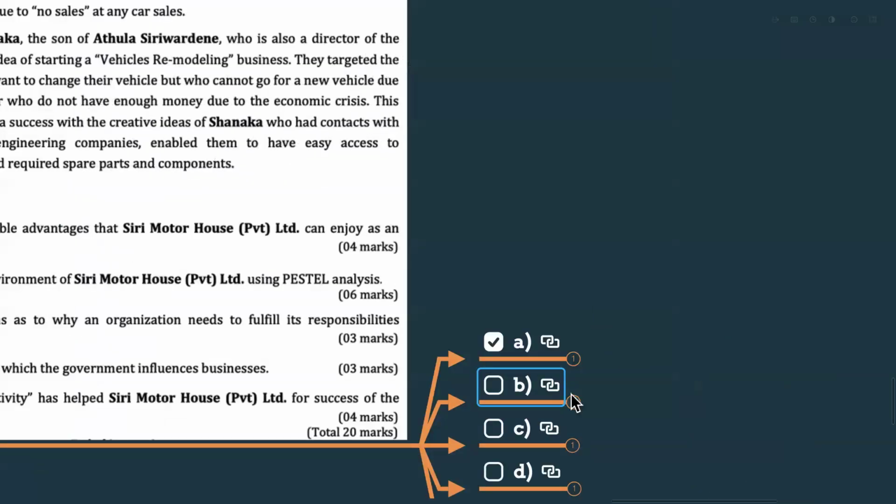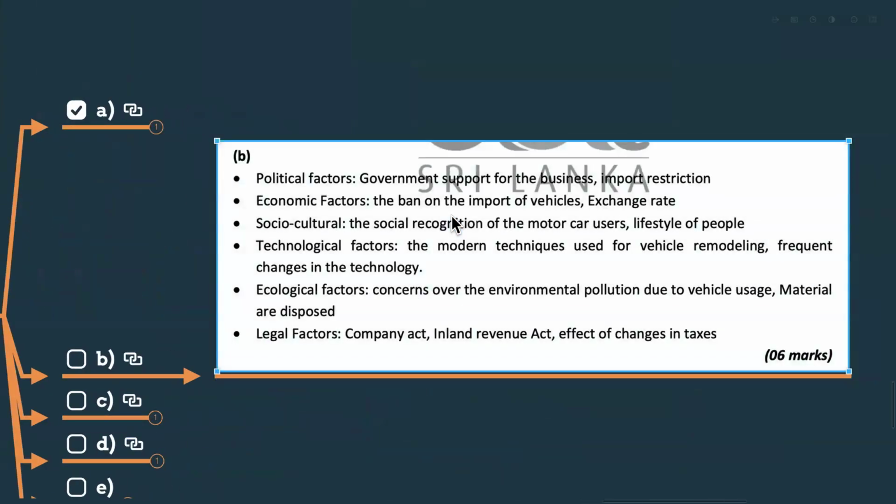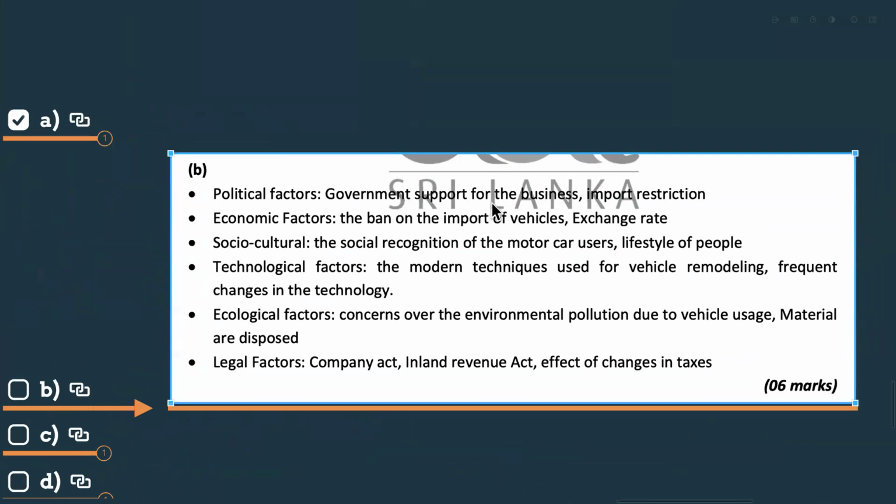legal factor. Let's see how it was answered. Here, see the political factors: government support for the business. If there is government support, it's a political factor. There is an import restriction, so that is a political factor because import is banned. Economic factors: the ban on the import of vehicles, exchange rate problems. Socio-cultural: the social recognition of motor car users, lifestyle of people.